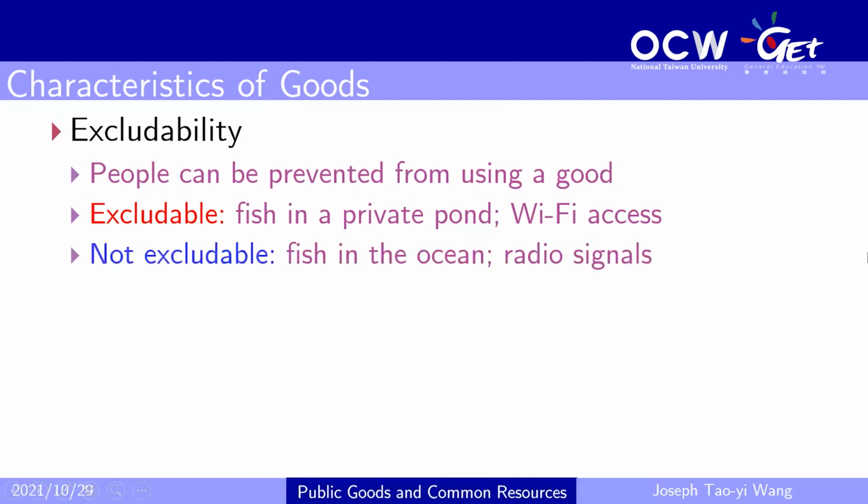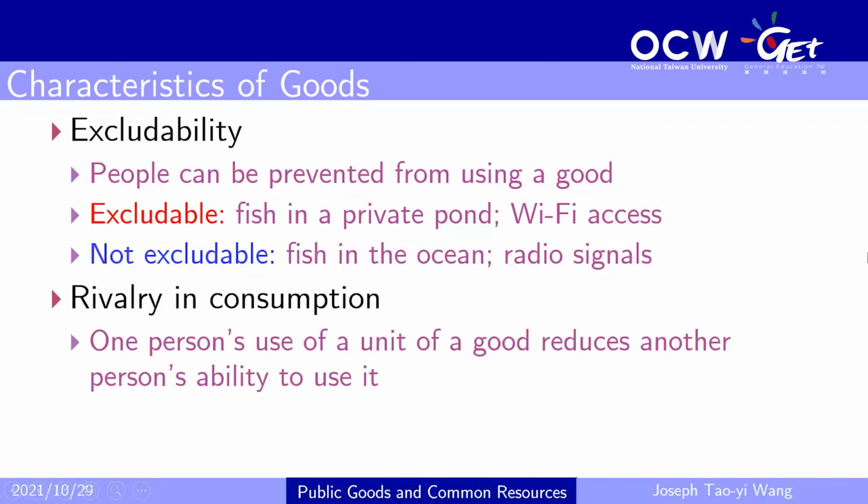What are examples of not excludable goods? Fish in the ocean. The fish swim here and there. You cannot prevent other countries' fishermen from fishing these fish in the ocean. Or radio signals. Once the radio signal is broadcast, anybody who has a radio can listen to it freely, and they don't have to pay. Actually, in the US, public radios always have donation campaigns because people are not paying for the programs that they listen to. So radio signals or fish in the ocean are not excludable.